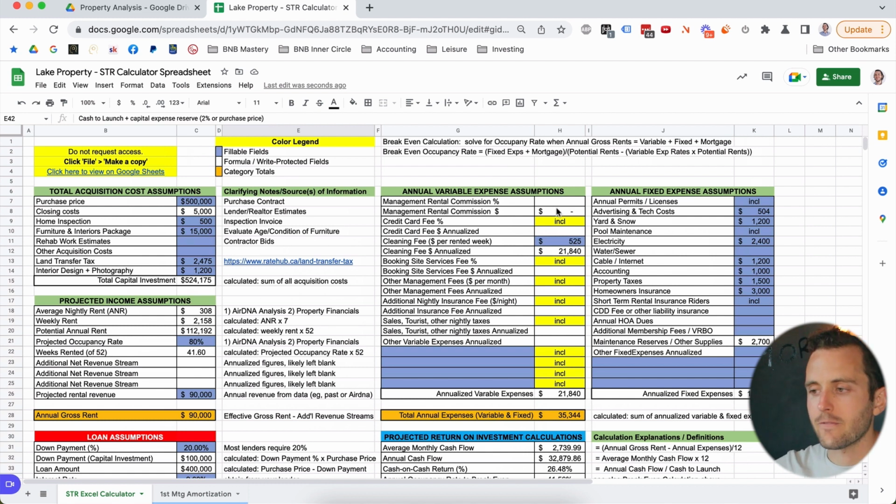So then we get into our variable expenses. So these are going to be basically your operating expenses. If there are going to be any rental management commissions, so for example, if you're hiring a property management company, you can build them in here.